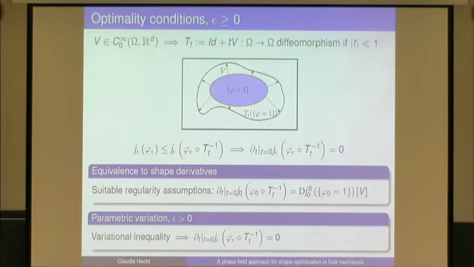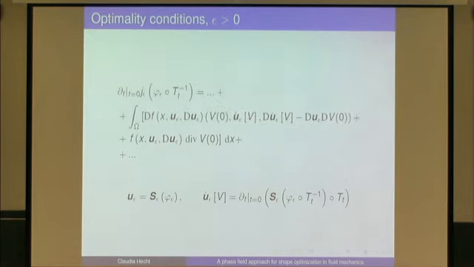And of course, we still have the question: what happens to the optimality conditions if epsilon tends to 0? This will be included in the next summary, but before that I want to show you briefly what the optimality conditions look like.